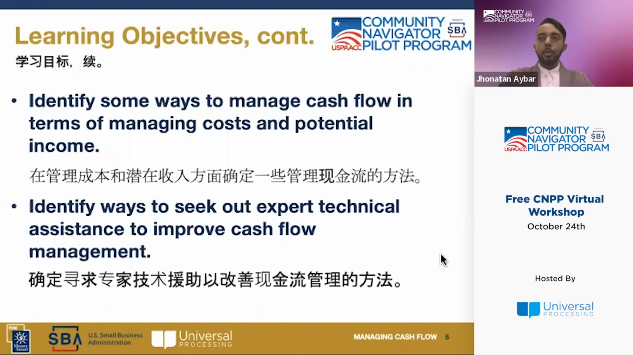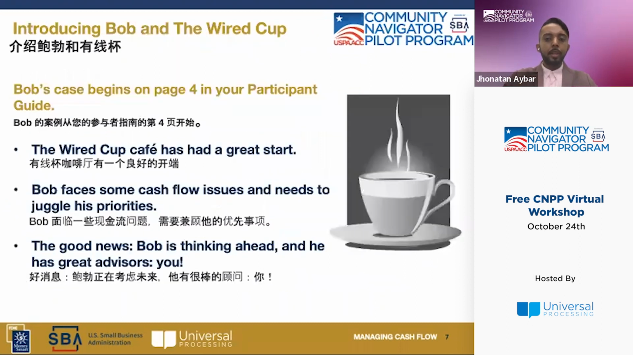We will also work in this particular case to identify ways to manage cash flow in terms of managing costs and potential income. So that means potential revenue, potential sales. And lastly, we will review and identify ways to seek out expert technical assistance to improve cash flow management and for other business-related topics. So let's begin to introduce Bob and the Wire Cup.